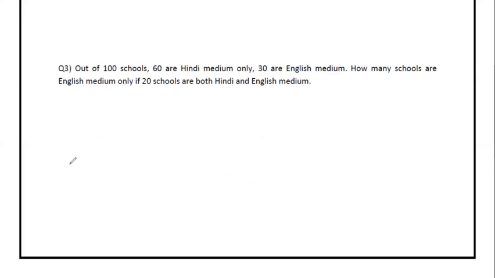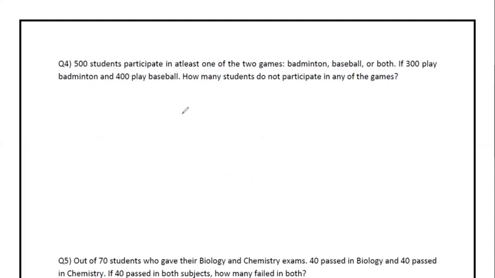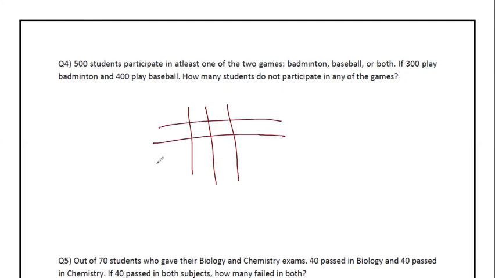Question 4. 500 students participate in at least one of the two games, badminton, baseball, or both. If 300 play badminton and 400 play baseball, how many students do not participate in any of the games? Okay, so I've got two categories again, three vertical columns, three horizontal columns, 500 out here total. So for badminton, I'm going to use A, and not playing badminton, baseball and not baseball. So B is for baseball, A is for badminton.